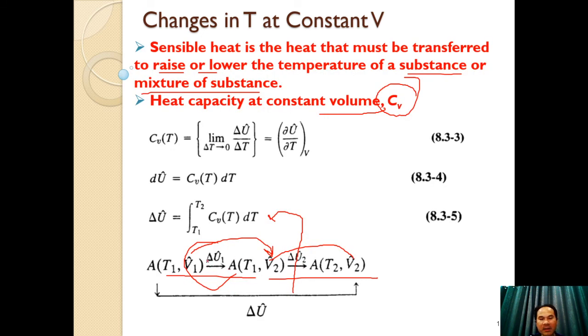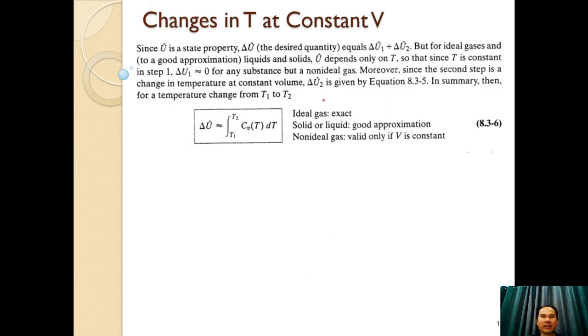For this case, we have two terms, right? In the first step, the temperature is constant and V changes, so delta U equals delta S minus delta PV. For the second step, this indicates CV dT. We get delta U1 and delta U2. For ideal gas, that's right, delta U1 is equal to 0. You get delta U approximately CV dT.